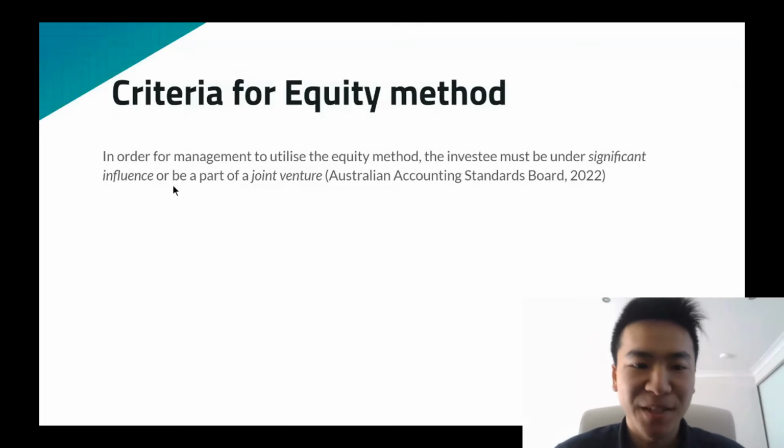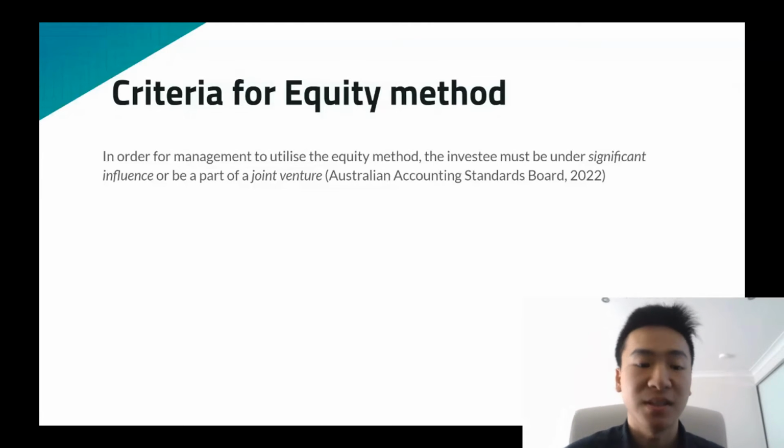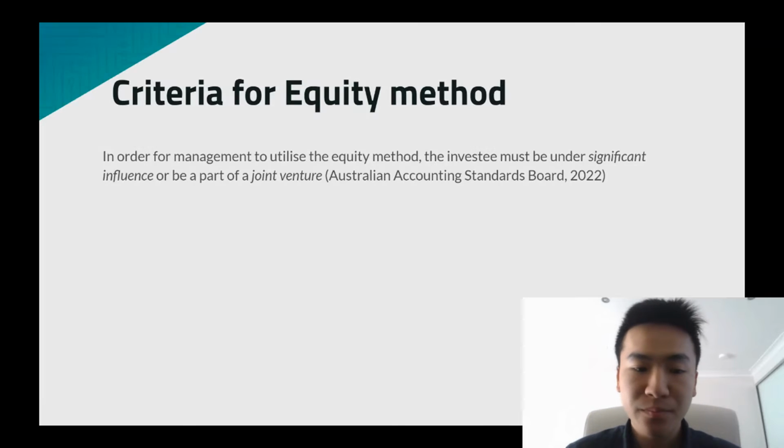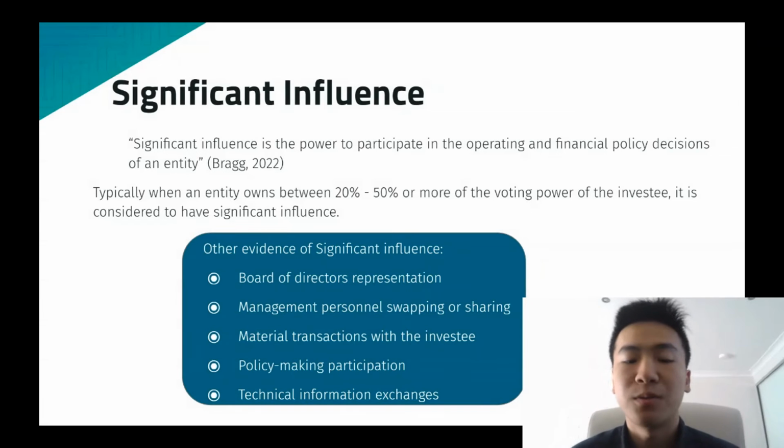Thanks for that. In order for management to utilize the equity method, the investee must be under significant influence or be part of a joint venture. A significant influence is the power to participate in the operating and financial policy decisions of an entity. Typically, this is when an entity owns between 20 to 50% of the voting power.